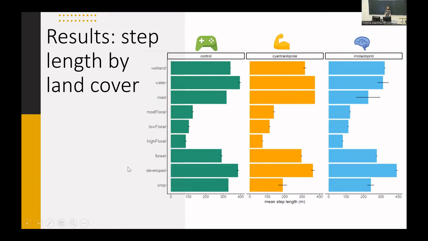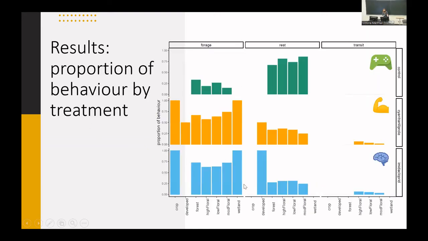And here are the step lengths by land cover results. So there isn't much difference. They're doing what is expected, which is good. They have lower step lengths, so they like the flowers. The biggest difference is in some of the more developed land covers, and it's not even that big of a difference, but for some reason, cyantraniliprole and imidacloprid are thinking that crop is a good thing, and the crop was mainly corn or soybeans. It's not the best for bumblebees.